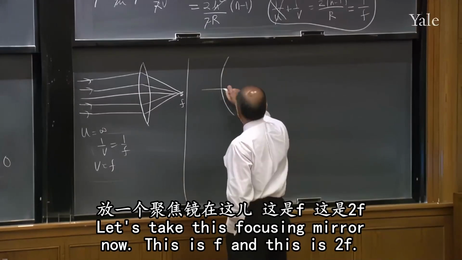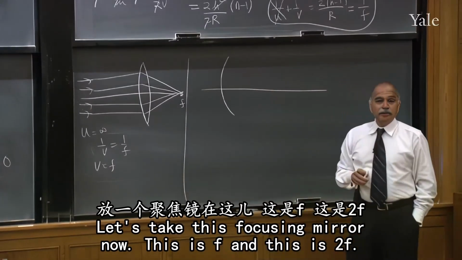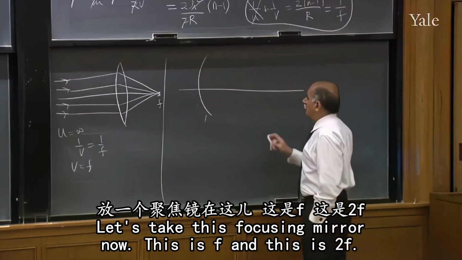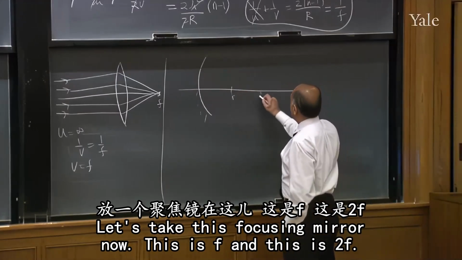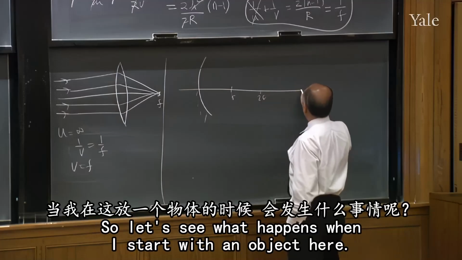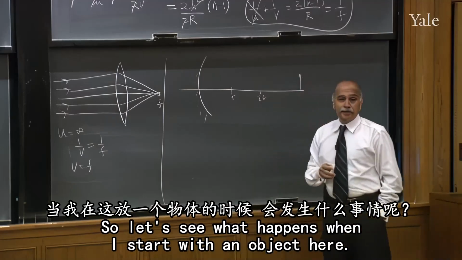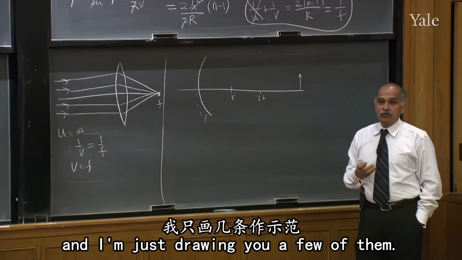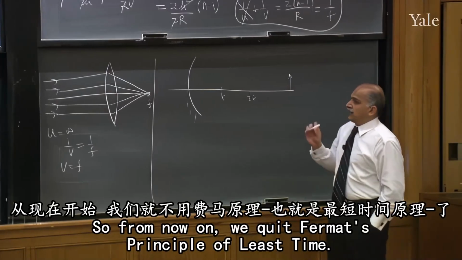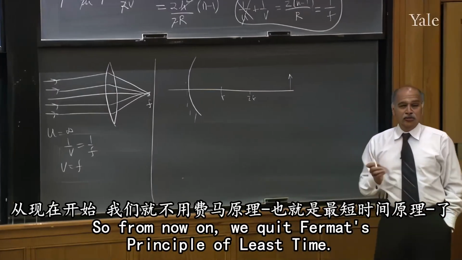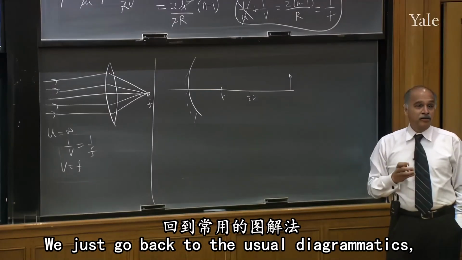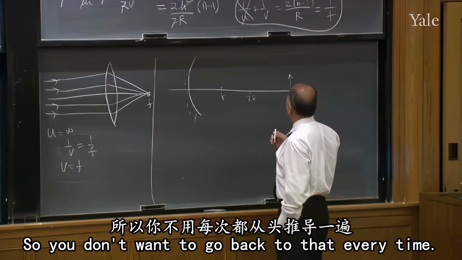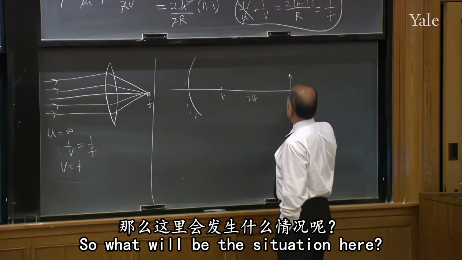So let's take this focusing mirror now. So this is f, this is 2f. So let's see what happens when I start with an object here. You should be able to draw the ray diagrams. I'm just drawing you a few of them. So from now on, we quit the Fermat's principle of least time. We just go back to the usual diagrammatics, having convinced ourselves it all follows from the principle of least time. So you don't want to go back to that every time. So what will be the situation here?